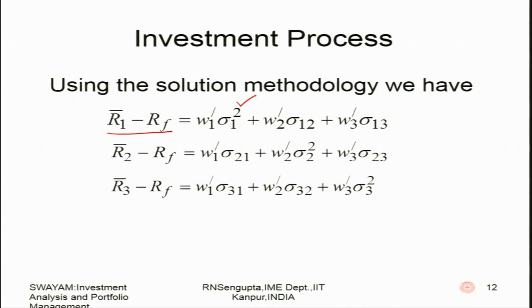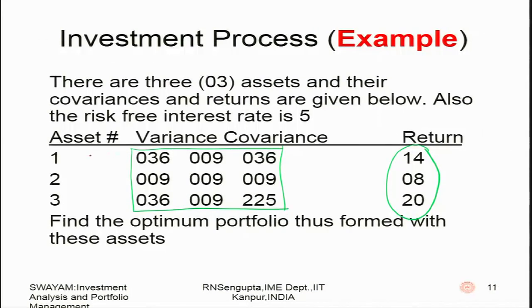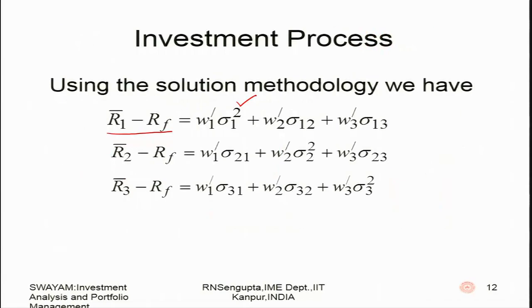Next, I am moving row wise, which means I am moving in this direction here. First equation, second equation I am marking with 2 arrows, third equation I am marking with 3 arrows. I will consider these equations accordingly. W2' sigma 12, because that is the covariance between first and second, then plus W3' sigma 13. So, this is equation 1.